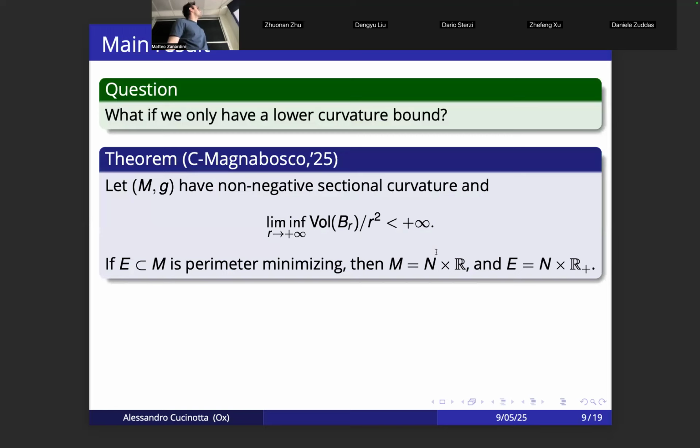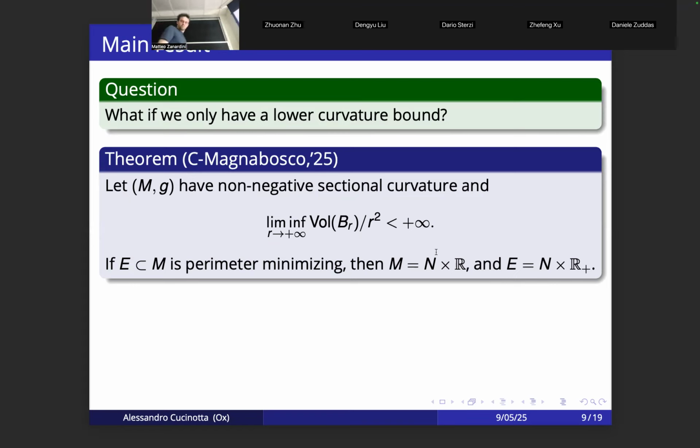And this is where our main result comes into place. So let me read it first, and then we'll make some comments. What we managed to prove is the following: if we have a manifold with non-negative sectional curvature and quadratic volume growth at infinity, here it is enough to have a liminf, so it is enough to have a sequence of scales such that the volume of the ball of radius r over r squared stays bounded. Okay, this is weaker than obviously having the limit. And under these 2 assumptions, if there exists a perimeter minimizing set, then the manifold is a product, and the perimeter minimizing set is a half space.